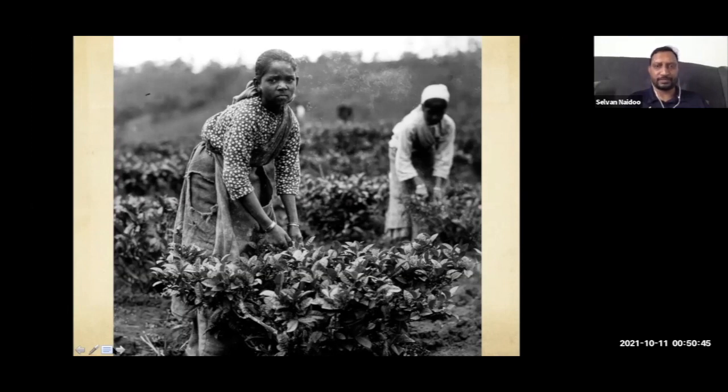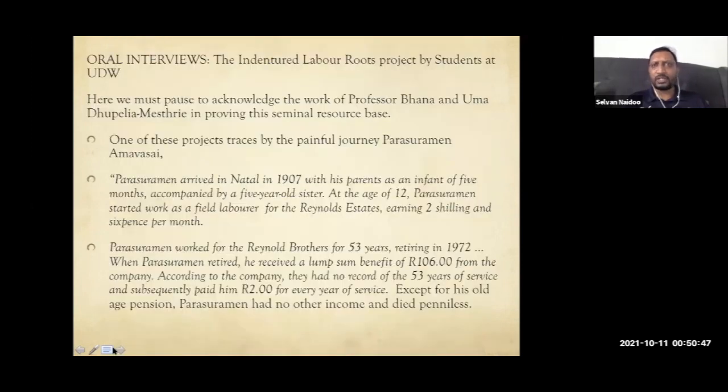Oral interviews, and here I must pause to actually acknowledge the work of Professor Surendra Bana and Professor Uma Dupelia Mesthrie. These were assignments done by students in the 1980s, and Professor Bana and Professor Uma Dupelia Mesthrie, at that time she was a lecturer, guided this particular project. So it provided phenomenal insight in terms of oral testimonies.